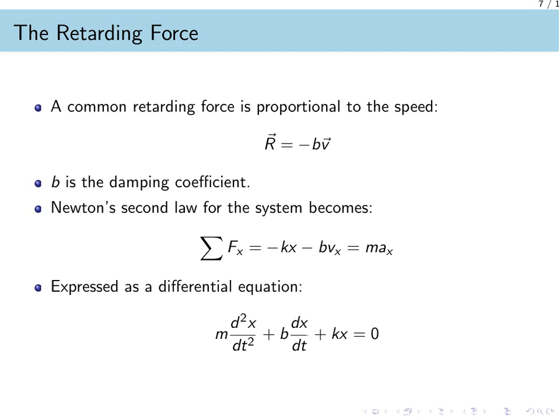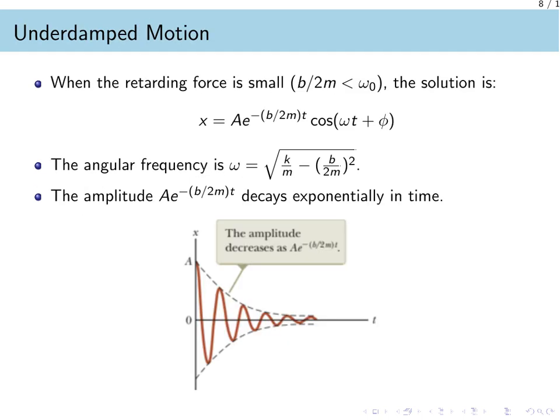Setting this equal to mass times acceleration gives us a second-order differential equation: mass times the second derivative of position with respect to time, plus the damping coefficient times the first derivative of position, plus the spring constant times the position, all equals 0. When the retarding force is relatively small, specifically when b divided by 2m is less than the natural frequency, we have underdamped motion. In this case, the system still oscillates, but the amplitude decays over time.